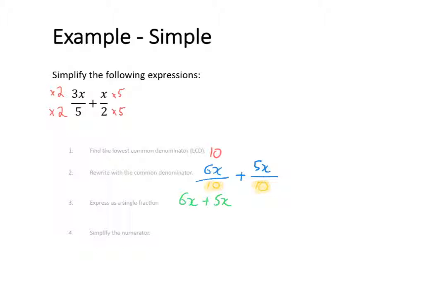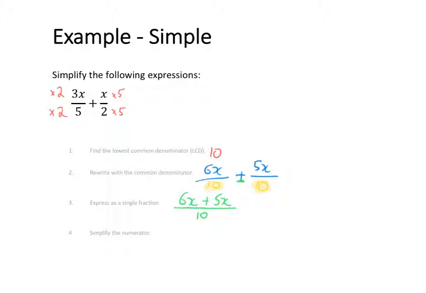So the operation sign that goes in the middle comes down from the question. So if it was minus in the question, it would be 6x minus 5x. But in this case, it is going to be 6x plus 5x over, and then just my common denominator of 10. So step 3 gets me 6x plus 5x over 10.